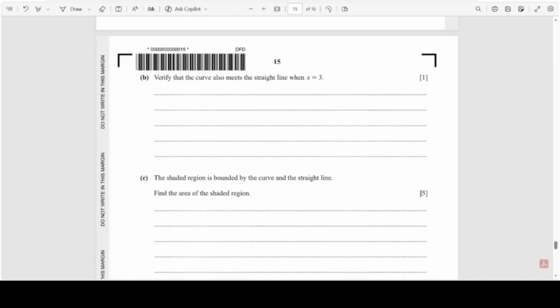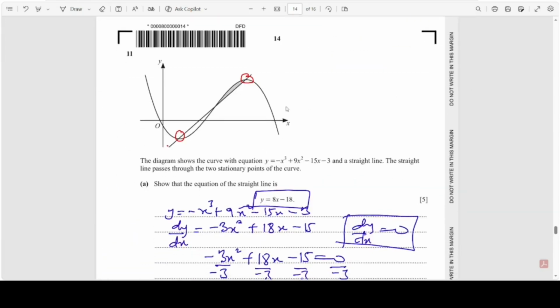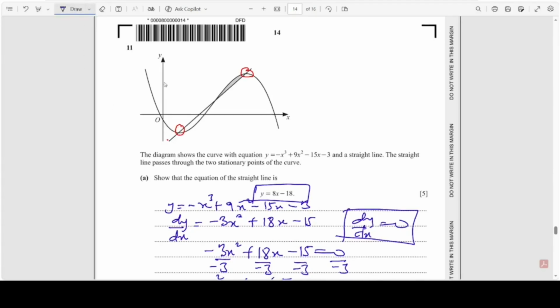So part 11b says we should verify that the curve also meets the straight line when x equal to 3. So exactly what we said from the beginning. Remember, the line meets the curve at 2 different points. We found the 2 points. One of them is 1, the other one is 5. Now we are to show that the next missing point over here is 3, and that's what we are supposed to do. So how do we show that?